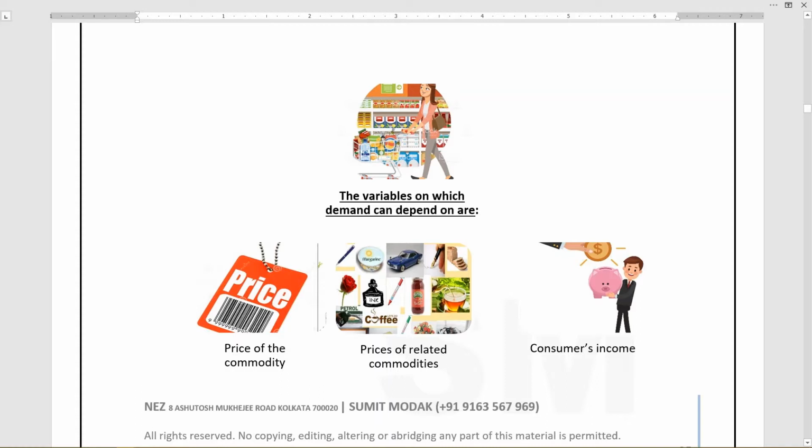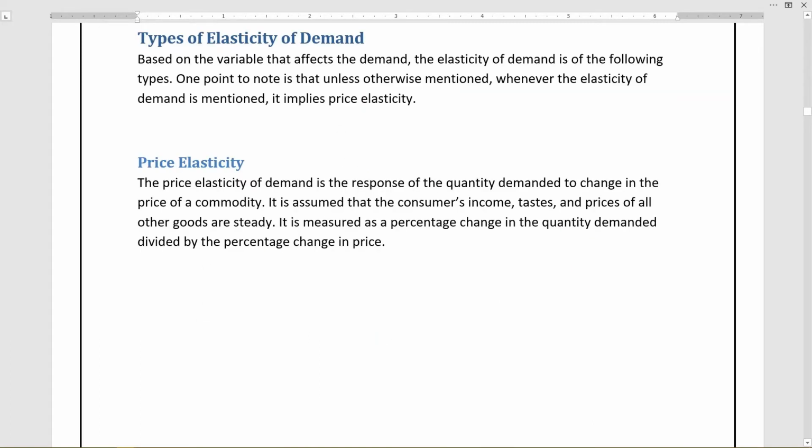For example, the change in price of the commodity tells us price elasticity. Change in income of the consumer and because of that change in quantity demanded tells us income elasticity. Change in price of related commodities and its effect on quantity demanded gives us cross elasticity. So let us see.